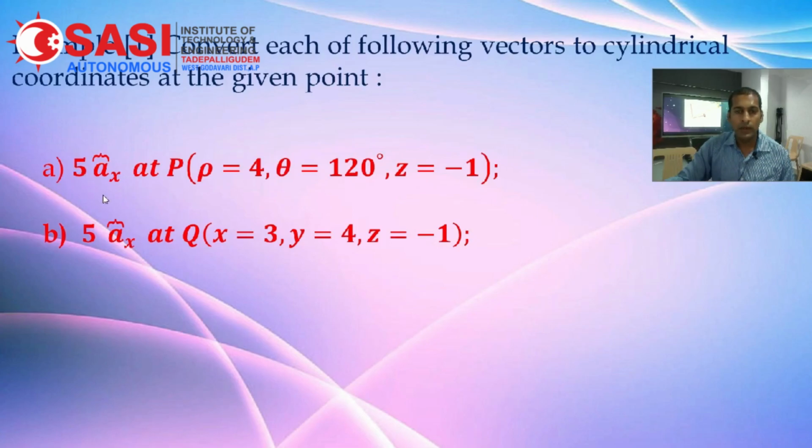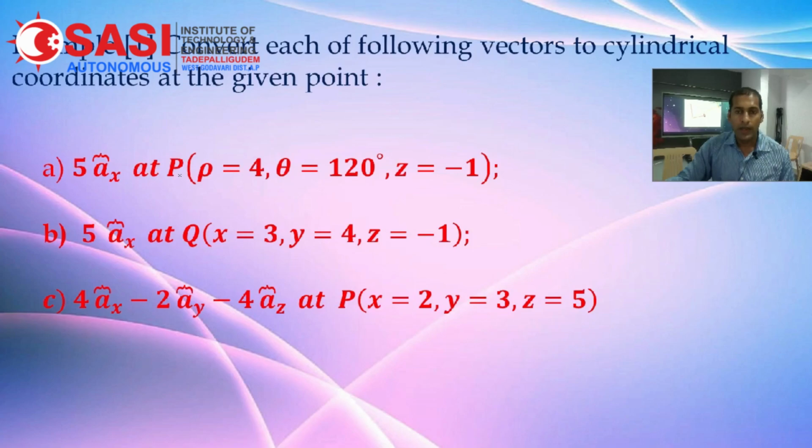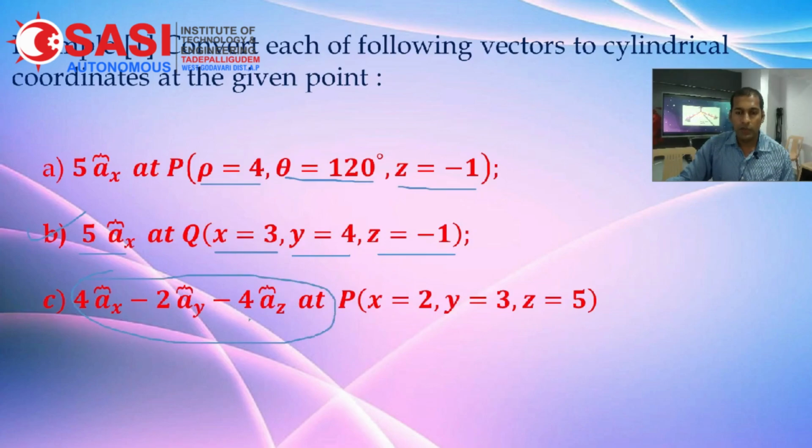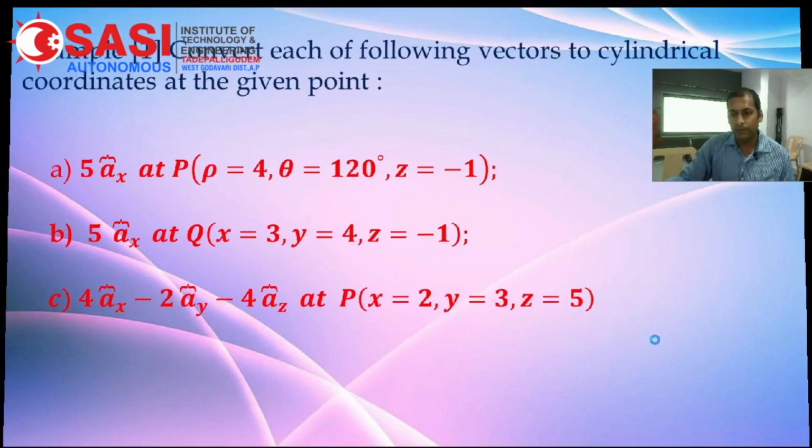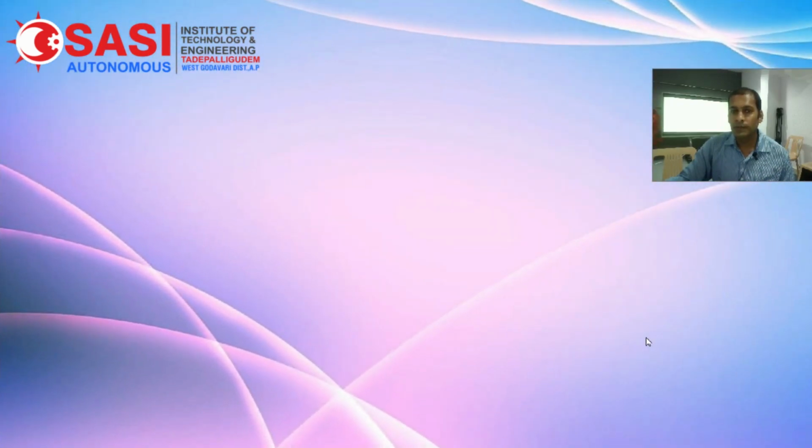First one, we have to represent ρ a_x at point P, where ρ is 4, θ is 120 and z is equal to minus 1. Second one, ρ a_x at point Q, another point Q is given at x equal to 3, y equal to 4 and z equal to minus 1. And the third one has three components: 4 a_x minus 2 a_y minus 4 a_z at point P where x is 2, y is 3 and z is 5. So let us see the solution.